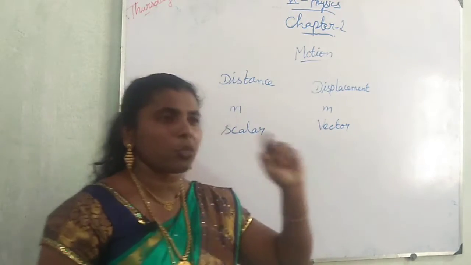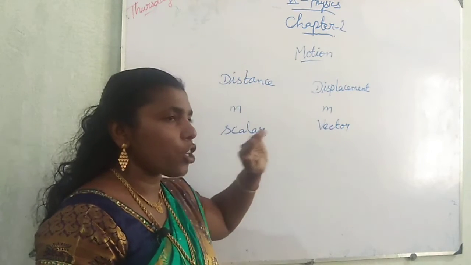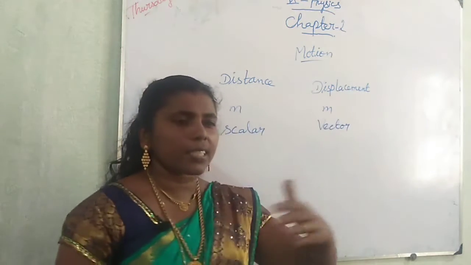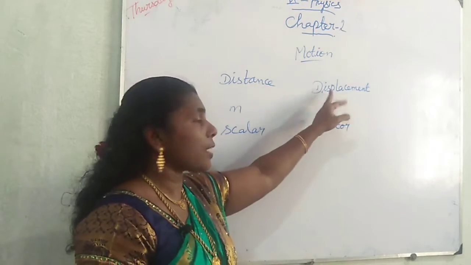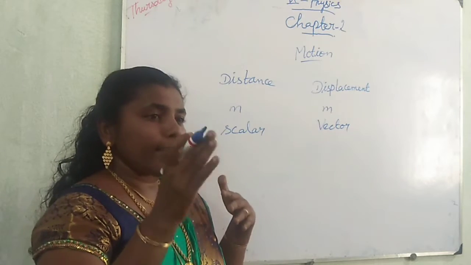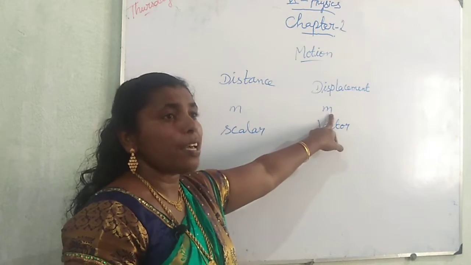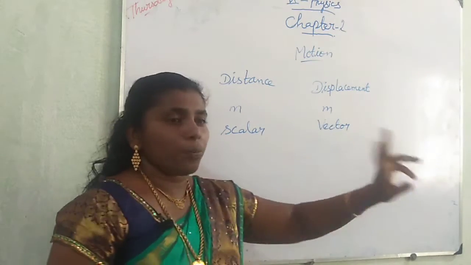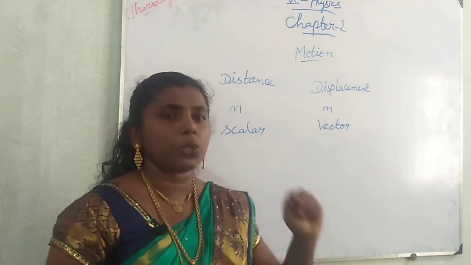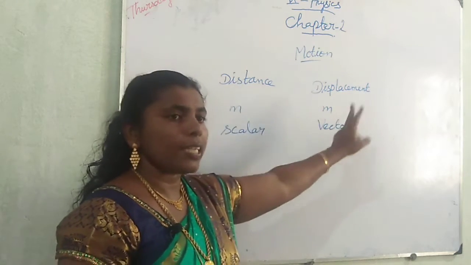So what is the difference between distance and displacement? Distance is the actual path irrespective of direction. But displacement, the shortest distance between two points, is called displacement. That is the direct path. Direction is mentioned in displacement. The unit of displacement is meter, and displacement is a vector quantity, with both magnitude and direction. So we have learned about distance and displacement.